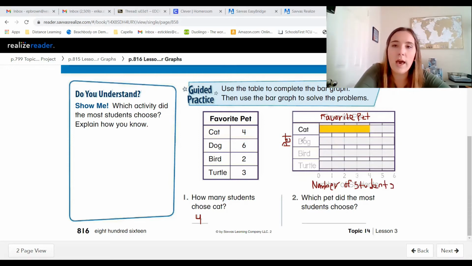So we have a cat, a dog, a bird, and turtle as our choices of pets. So I'm going to write those choices in just like this.